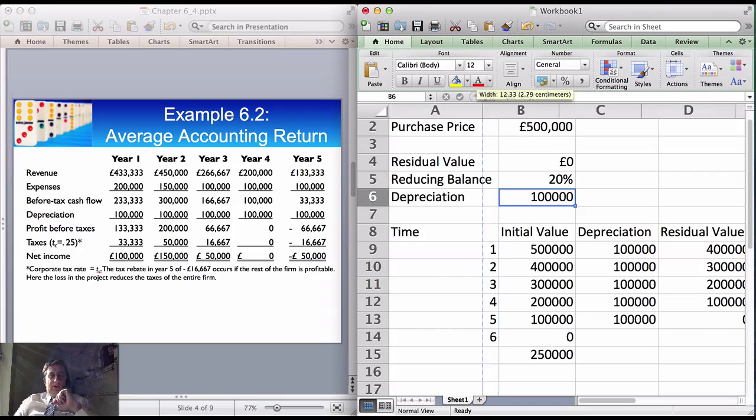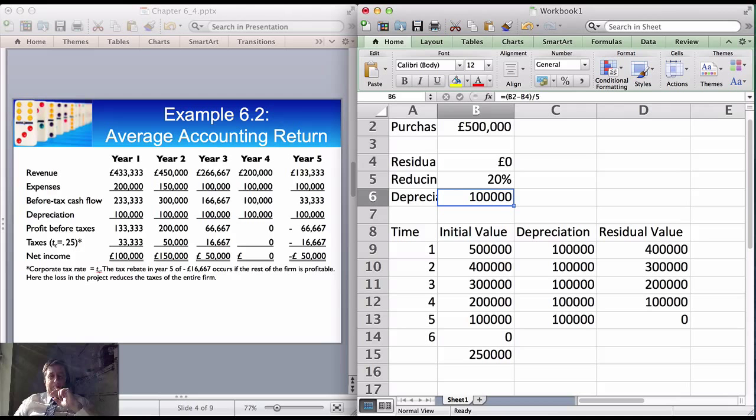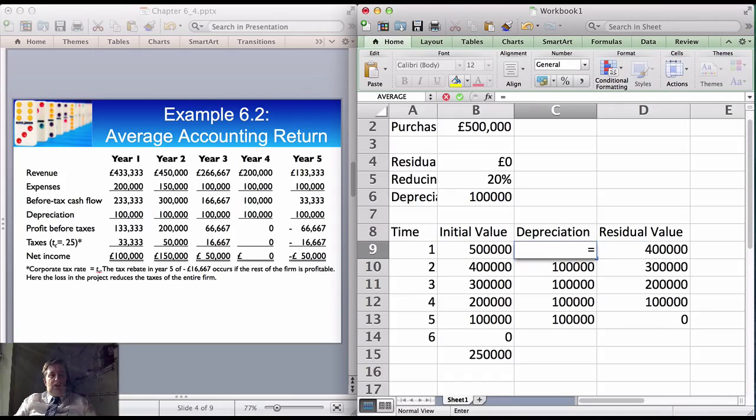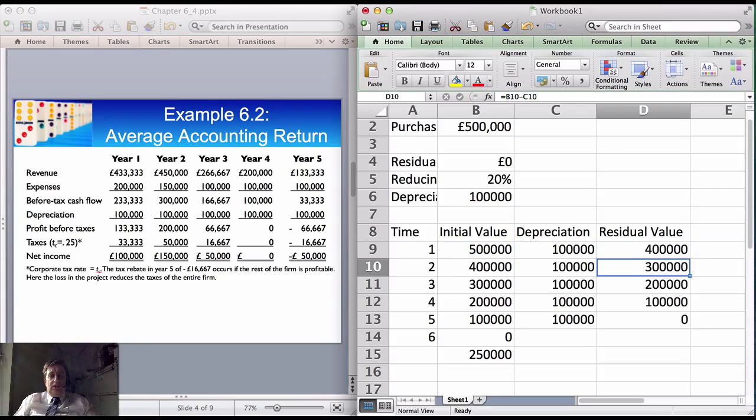So I'm going to bring this a bit tighter in terms of a smaller column. And we start off with the initial value. Our depreciation is 20% of the initial value. It's 100,000. The residual value is just the difference between the initial value and the depreciation.